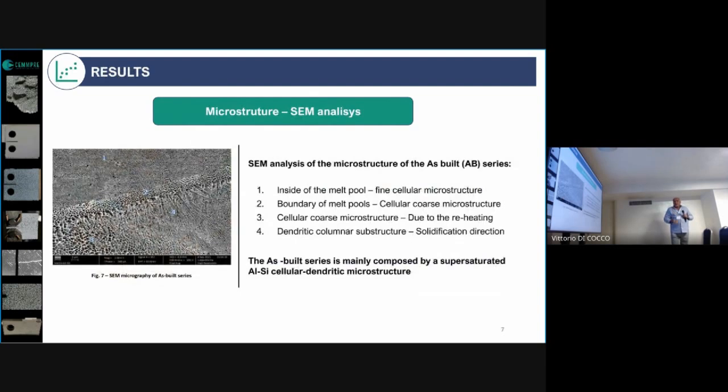So some results. Here we can see microstructures of the as-built series. Zone 1 is inside the melt pool. We have a fine cellular microstructure. Then we have the boundary here. We have a coarse microstructure, but here is also very coarse when the melts meet one another. And finally, in point 4 we have a dendritic columnar structure in the solidification direction. So here we can say that the specimens are mainly composed of a supersaturated aluminum silicon cellular dendritic network.